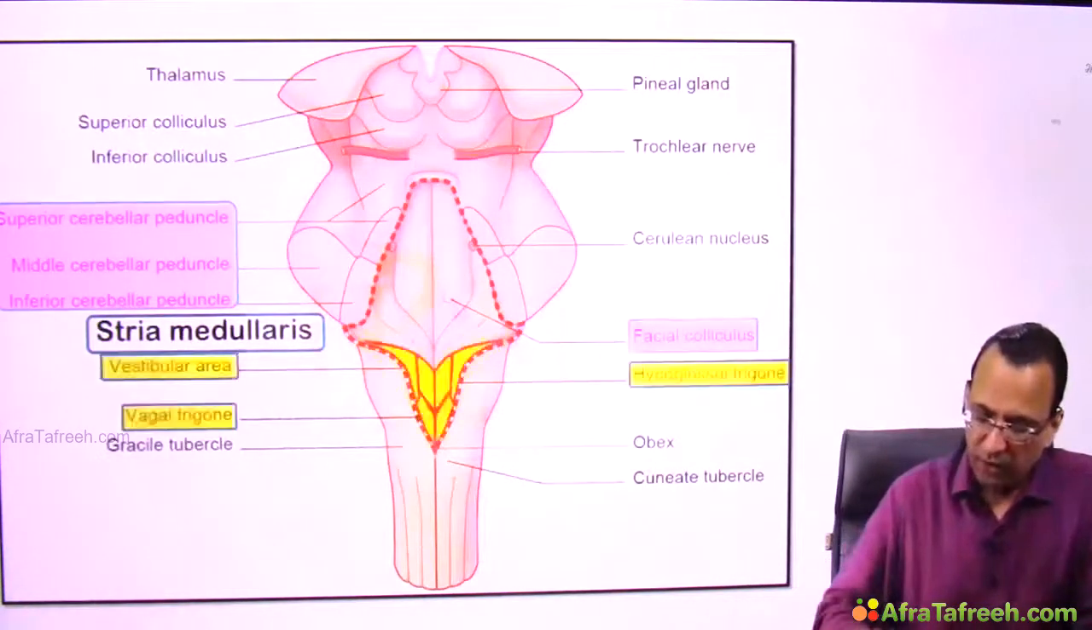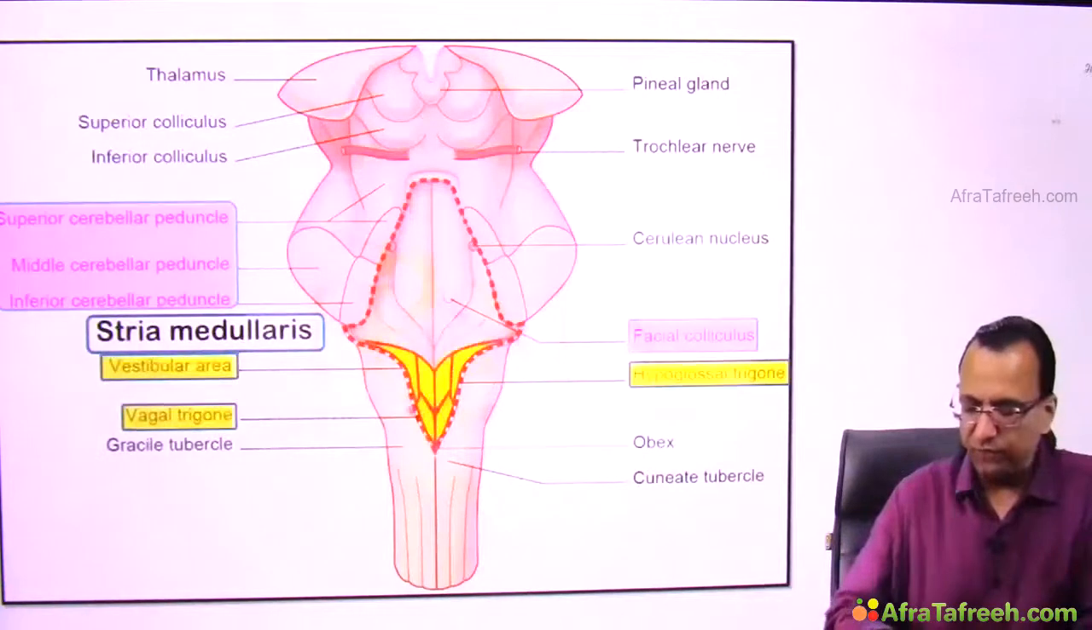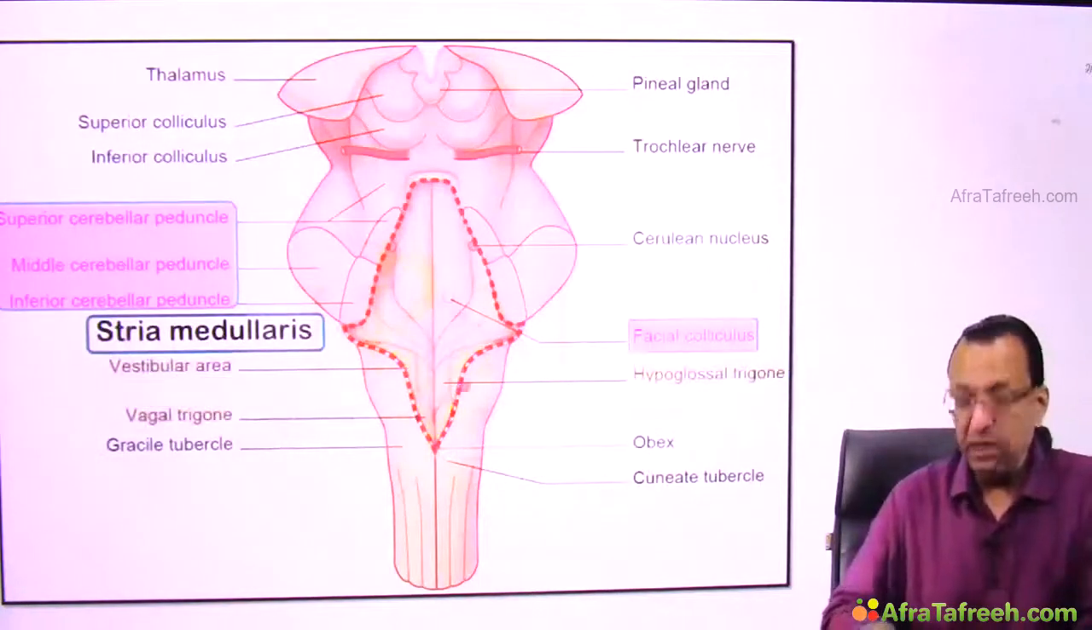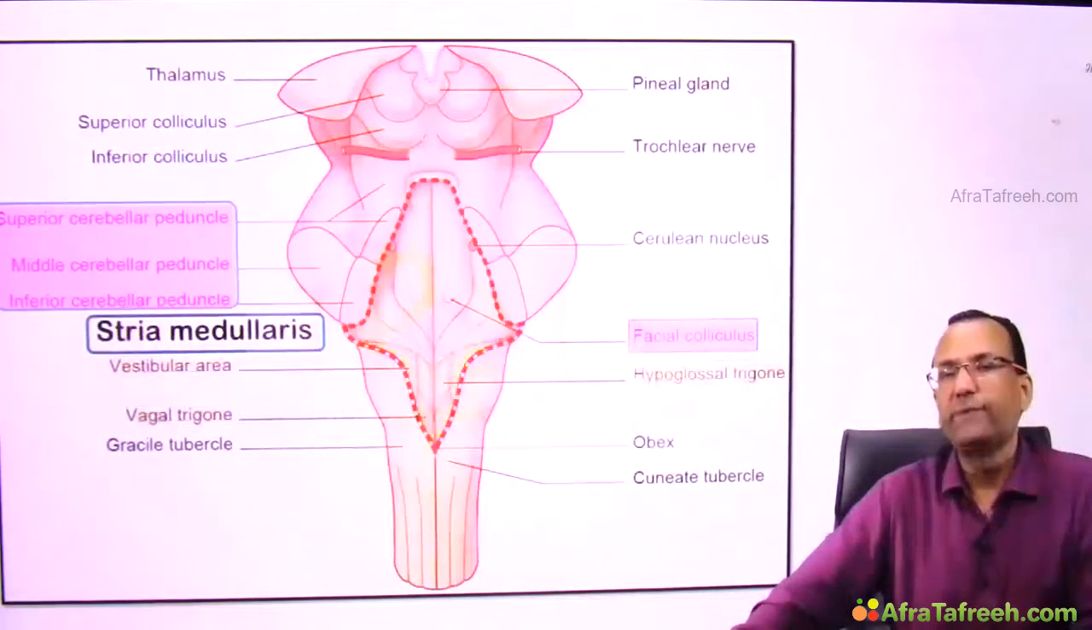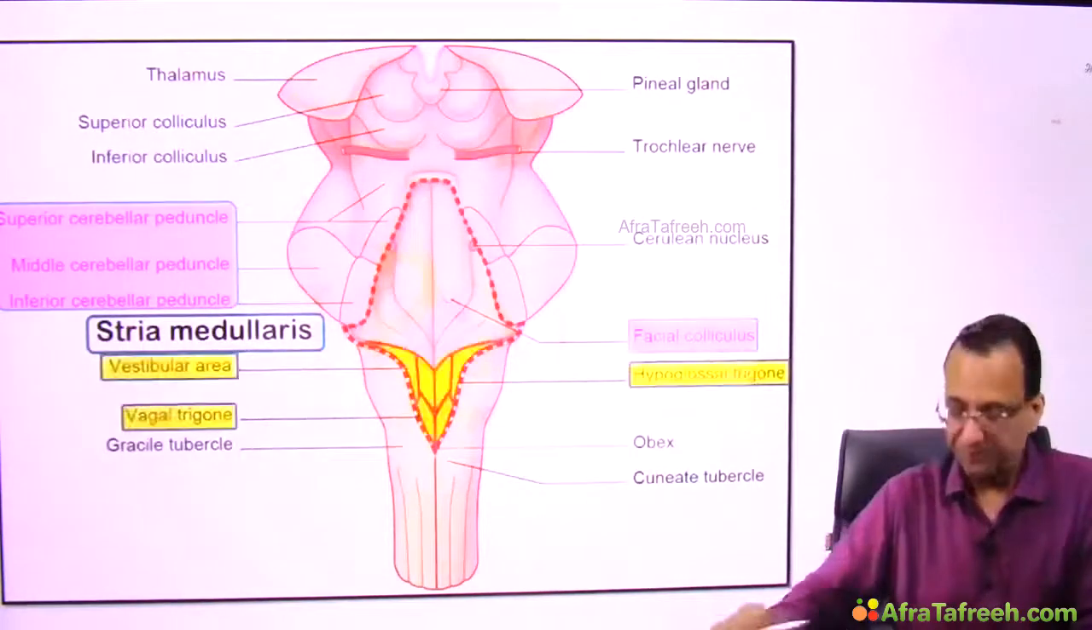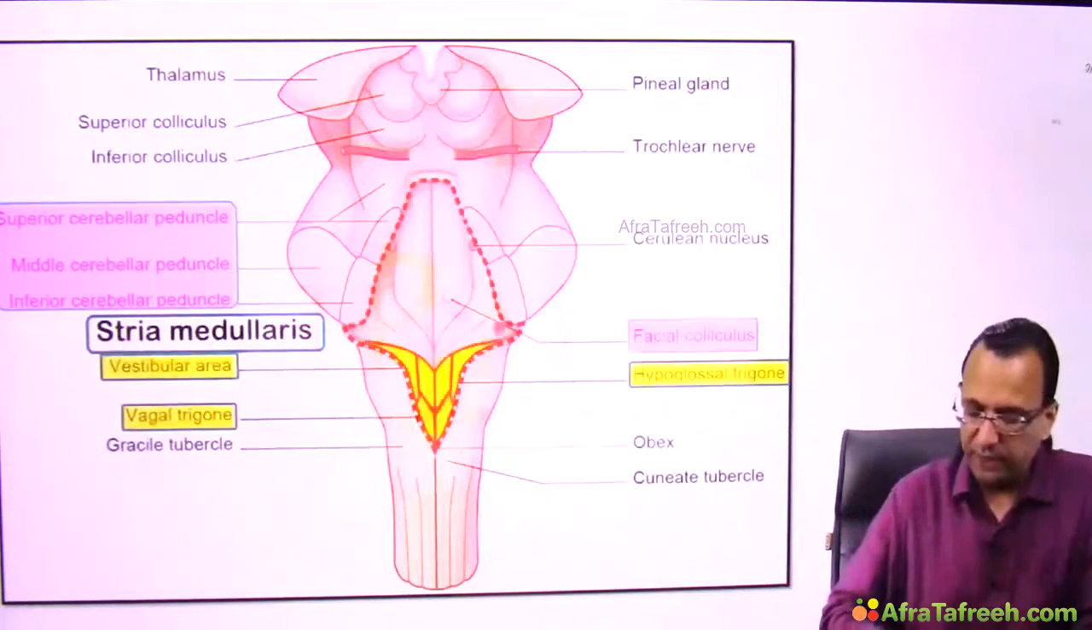What we are looking at is the floor of the fourth ventricle, and it is the dorsal side of the upper half of medulla oblongata. This is the upper half of medulla oblongata seen from the dorsal side.